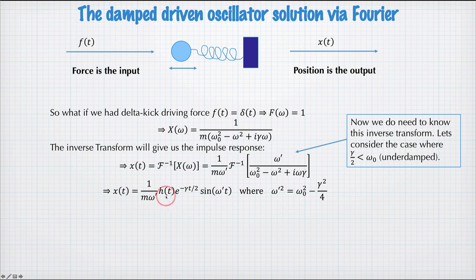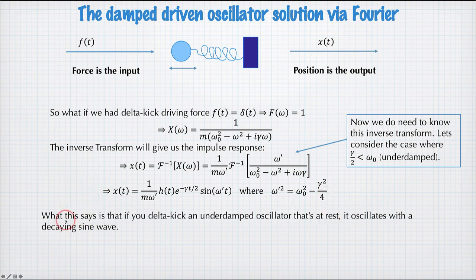So we have a unit step function, so that means before time 0, everything is 0. Then after time 0, we have a decaying exponential multiplied by a sine wave. Omega dashed is given by this expression here. This tells us that when we delta kick the oscillator, we get a decaying sinusoid. And this is exactly the behavior we might expect when we have a solution that isn't being driven.